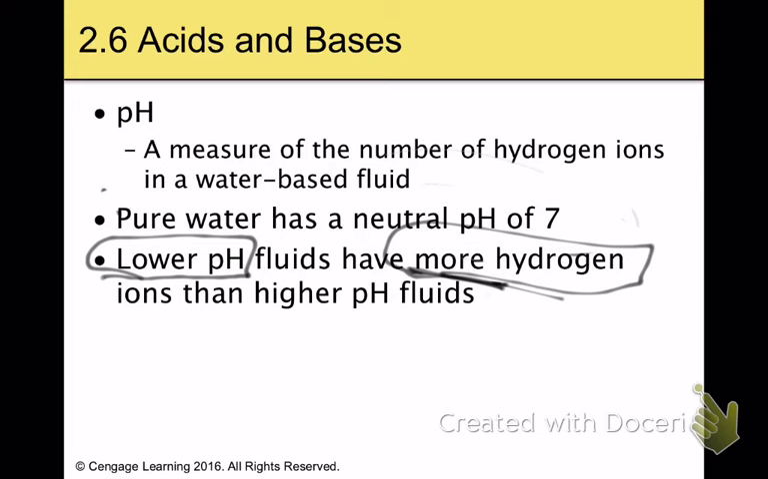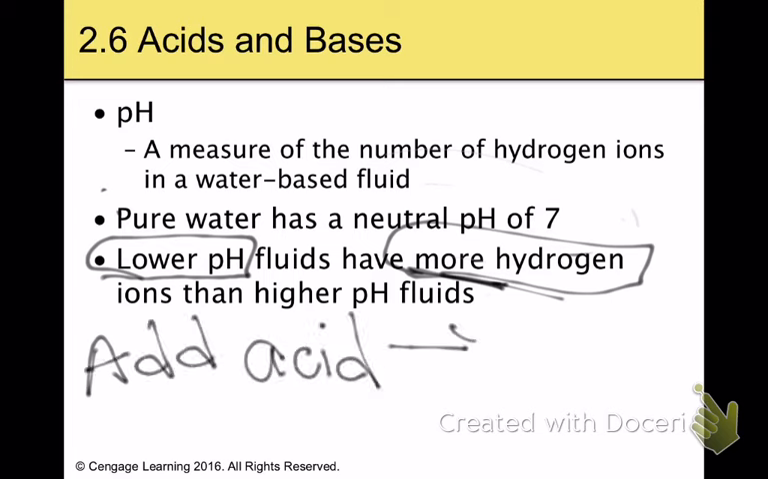Okay? So I think the thing to remember is if you add acid, which way does the pH go? Down. If you add acid, pH goes down. If you can remember that, then you can figure out the rest, I think. Okay? You add acid to a solution, the pH goes down.